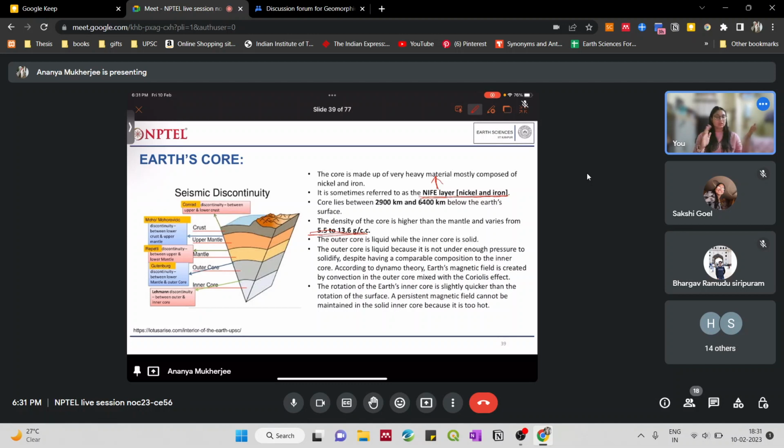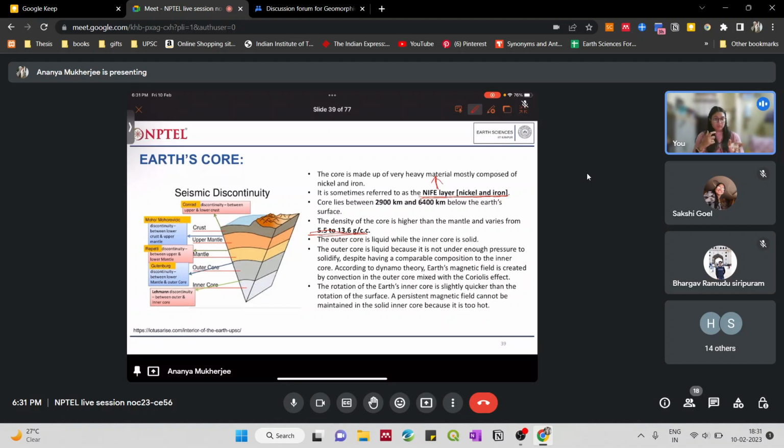So the heat generated due to the radioactive decay from the cooling of the earth's inner core is keeping the outer core in the liquid state, and that is one of the driving forces, or the hypothesis we have, for the earth acting like a geodynamo and generating its own magnetic field. This is one of the important things that we need to know.